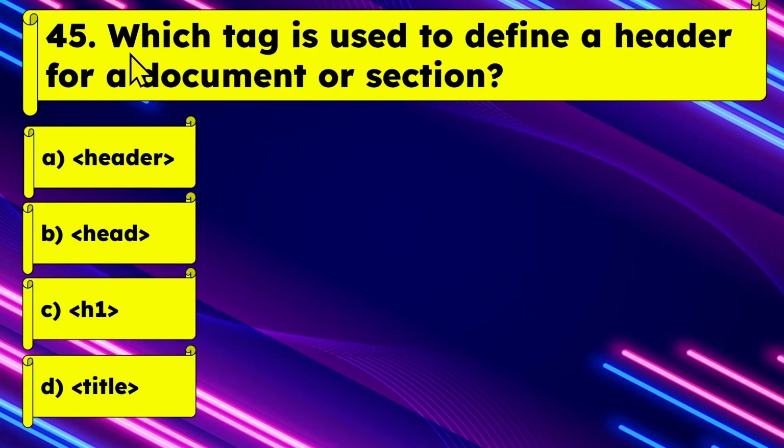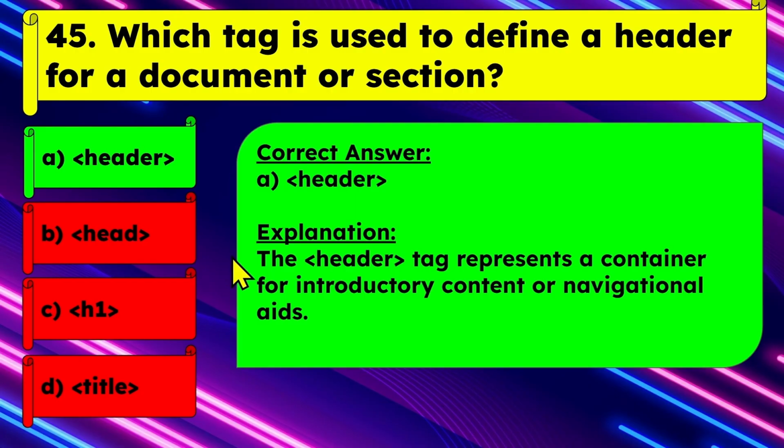Our next question is, which tag is used to define a header for a document or section? Option A, header tag, option B, head tag, option C, h1 tag, and option D, title tag. So here the correct answer is option A. As you can see, the header tag represents a container for introductory content or navigational aids.